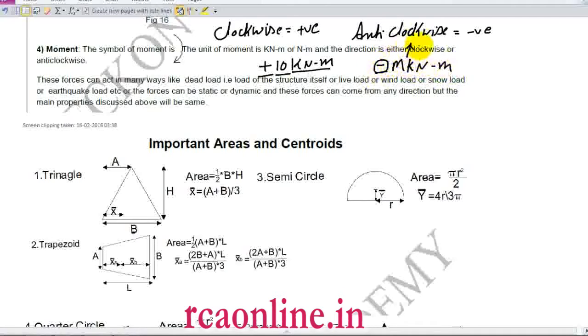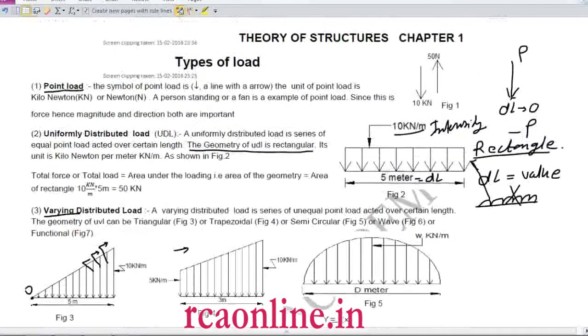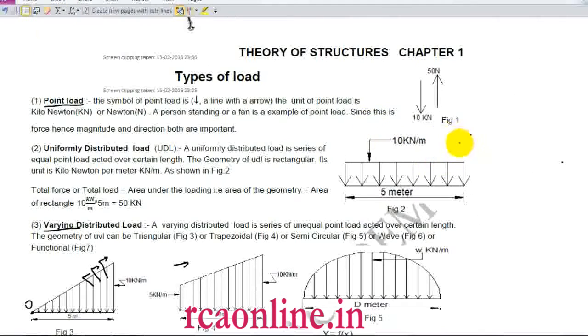So friends, these are basically the three or four types of forces or loads which we encounter in our day-to-day life. Before moving ahead, one thing is very important now, which is to understand how to convert the load into point load. We will convert all the loads into point load for our calculation purpose.